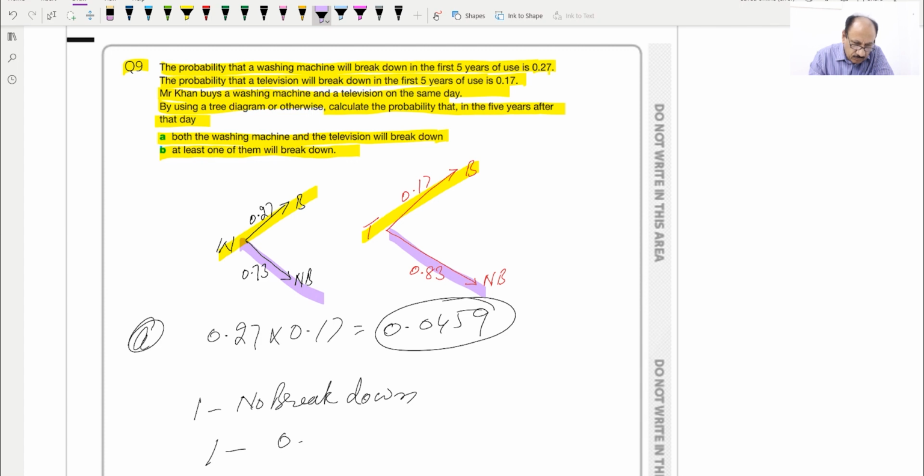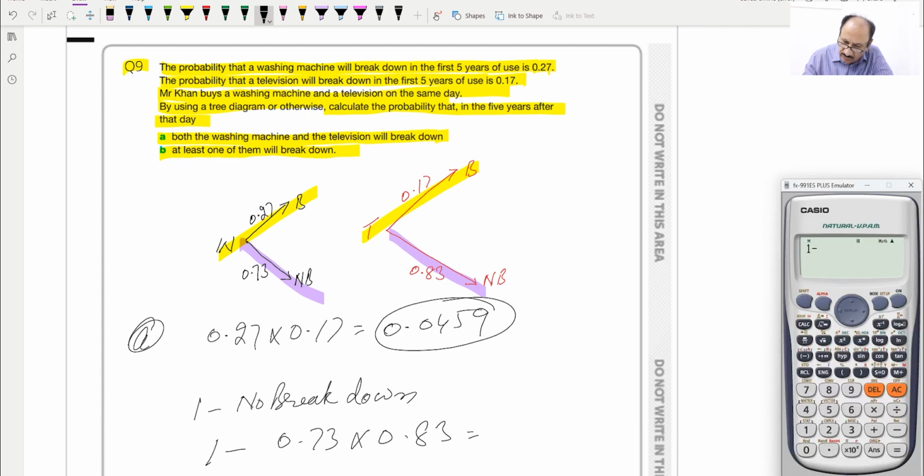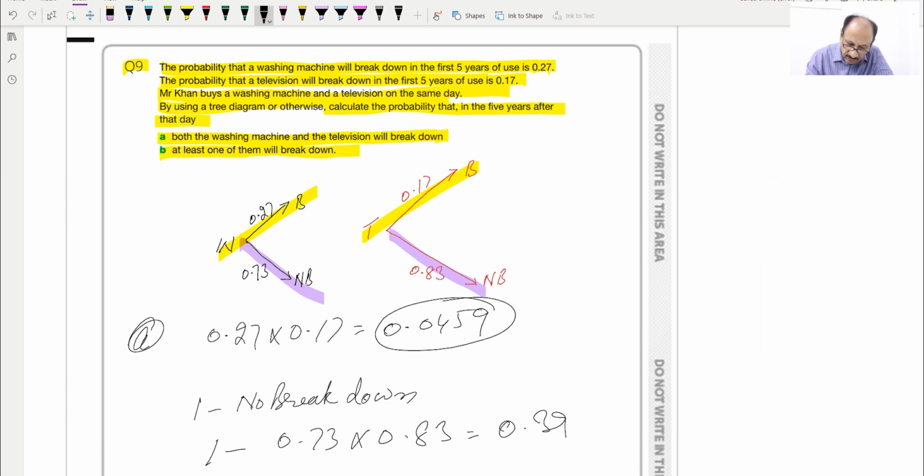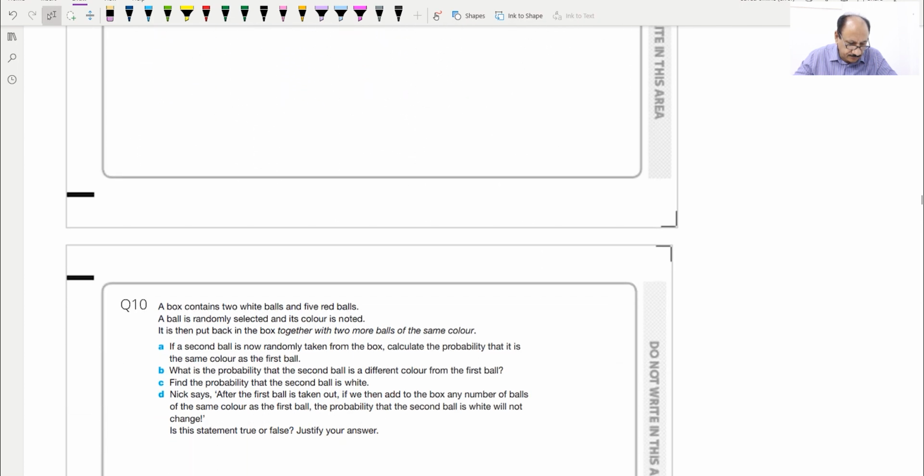So it will be 0.73 multiply by 0.83, and this will be equal to 1 minus 0.73 multiply by 0.83. Decimal we missed over here, and this is the decimal, and this will be resulting to 0.3941. This will be the probability for at least one of them will break down.